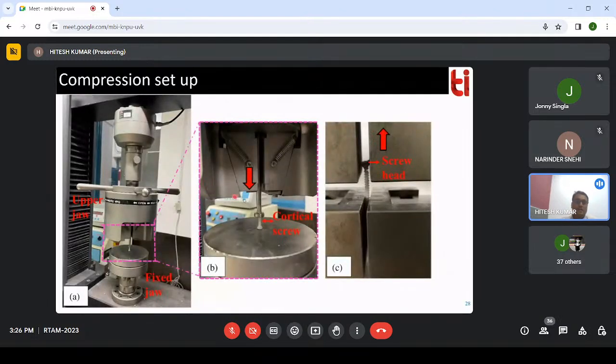Then these four patterns were also tested for pull-out strength. Let's suppose the screw joins two different bones. After the part is placed, it has a particular life. If we pull out the screw from inside, how much strength is it going to have? That part we also performed.